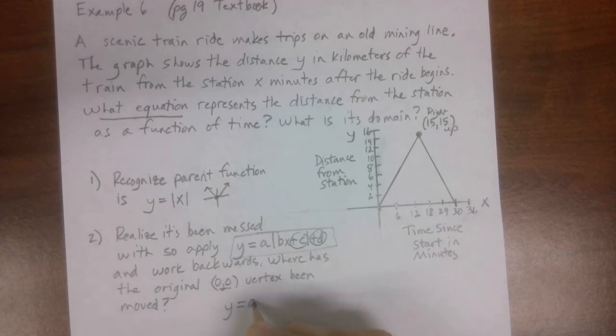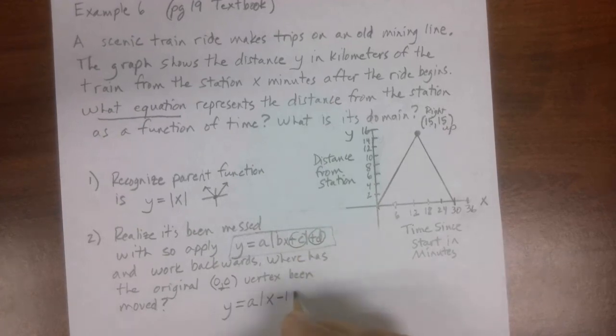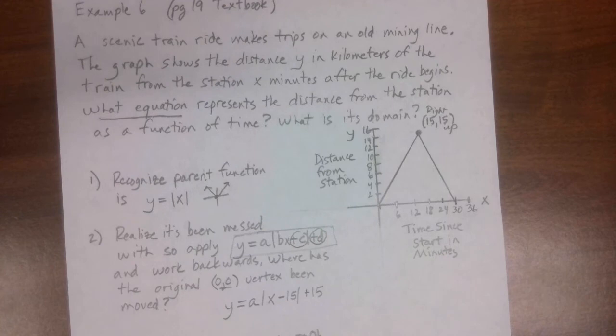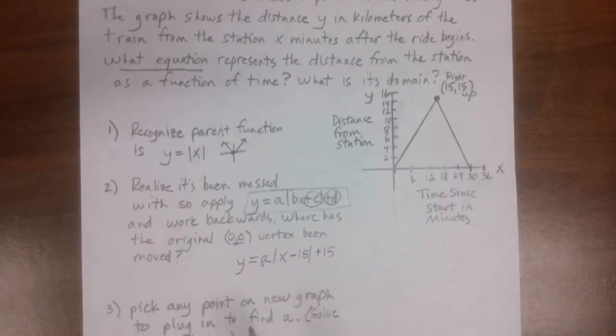So we get y equals a, absolute value of x. Now, to move right 15, we got to go minus 15, the opposite. To go up 15, we just put plus 15. Now we're like, wait a minute, we're not quite done yet because we still need to find letter A. Now here comes the twist. How are we going to do that?